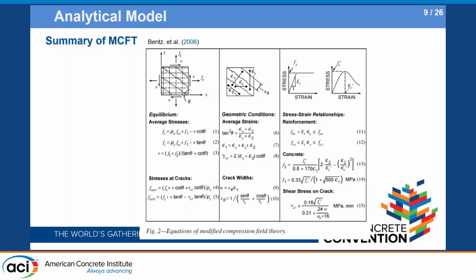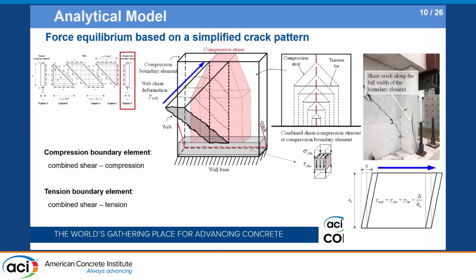So you have 5 force equilibrium equations for the shear panel, like walls in nuclear power plants, and you have 3 strain compatibility conditions and material models for rebars and concrete, considering tension stiffening and compression softening. You can solve the equations simultaneously and get the shear stress-strain behavior of this kind of panel. So using MCFT, you can get the response of the web, and by the force equilibrium condition, we can calculate the generated stress at the boundary elements.